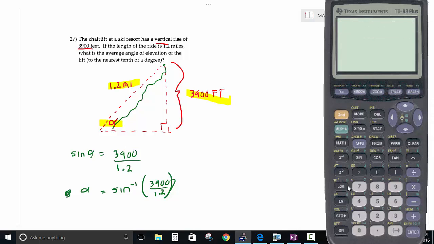So we just do this on the calculator. We'll say inverse sine, 3,900 divided by 1.2, and that's going to be an error. That's a good way to end this lesson. So what did I do wrong? Oh, okay. All right, here's the deal. Got to finish this great lecture off with one more great mistake. And that's fine. I mean, look what I wasn't paying attention to.